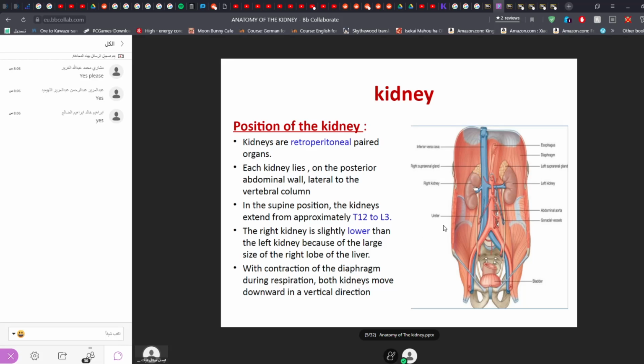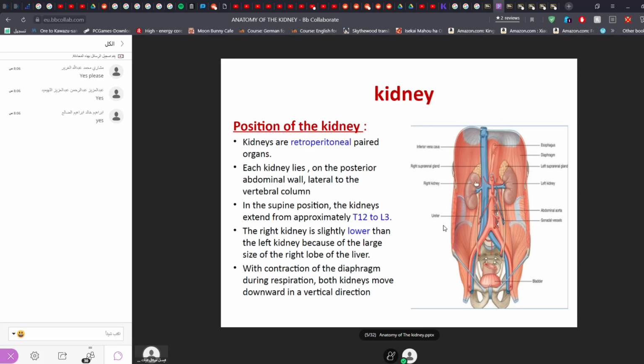You can see in this diagram that the left kidney is higher as compared to the right kidney. Why? Because we have a large liver at this space. Due to the weight of the liver, the right kidney is at a slightly lower level as compared to the left kidney.